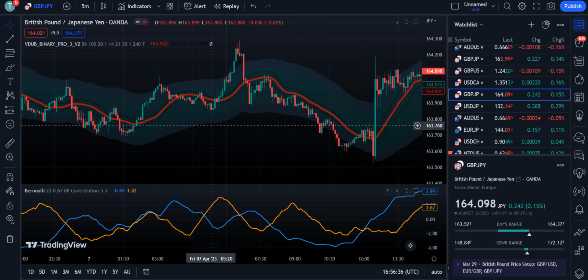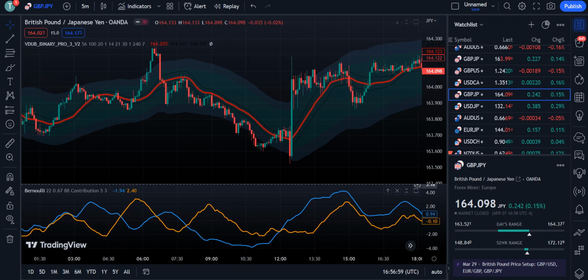Then we have to take the entry into the market, but before that we have to see that our Bollinger Band's red color line should be below our market, and the market has to move above this red color line. So if all three conditions are fulfilled, we will take the entry into the market for the bullish signal or for the buy signal.